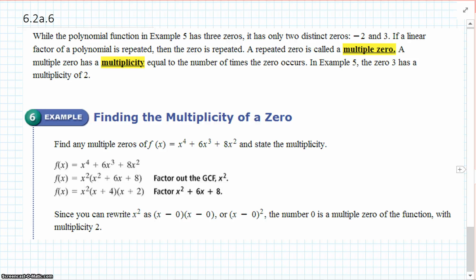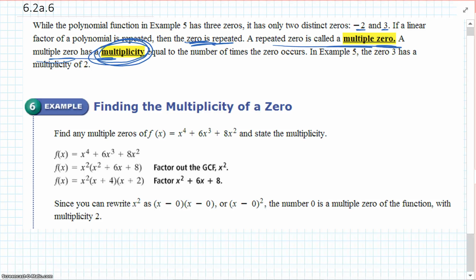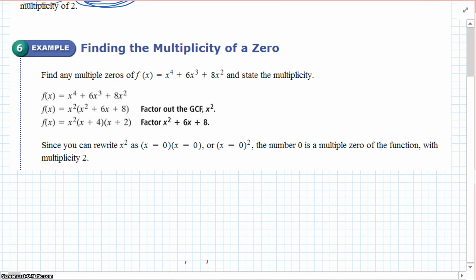Writing a polynomial function in example 5 has 3 zeros. It only has 2 distinct zeros at -2 and 3. If a linear factor of a polynomial is repeated, then the zero is repeated. A repeated zero is called a multiple zero. A multiple zero has a multiplicity equal to the number of times the zero occurs. So in example 5, the zero 3 has a multiplicity of 2. So finding the multiplicity of a zero.